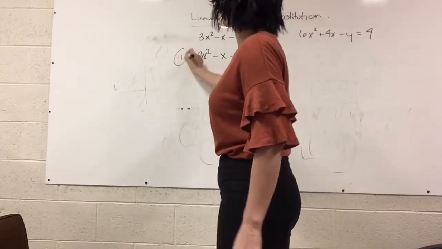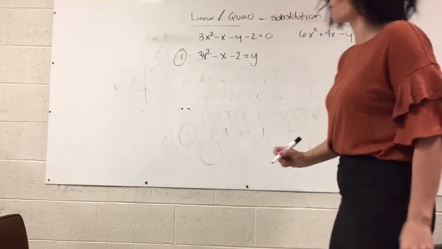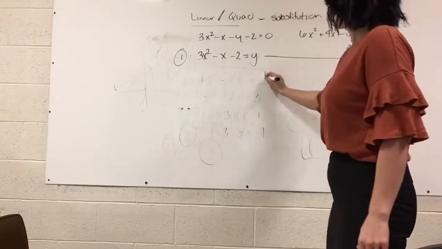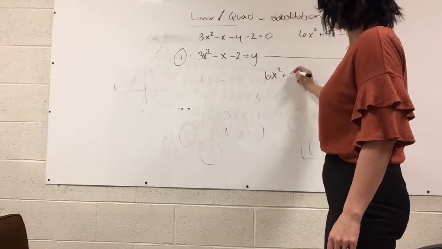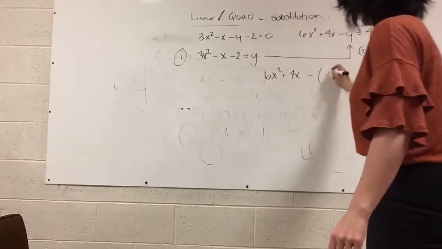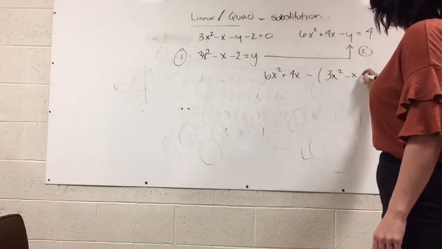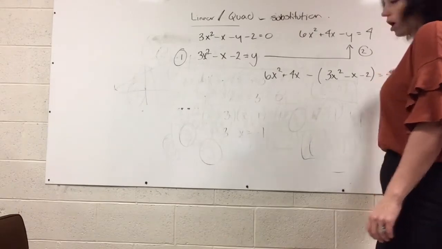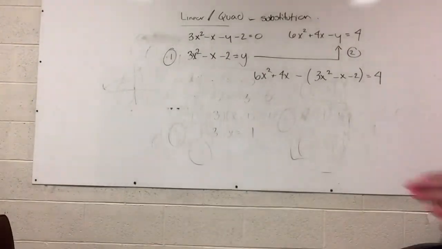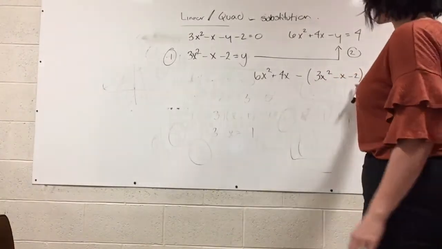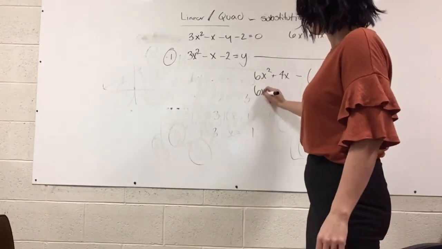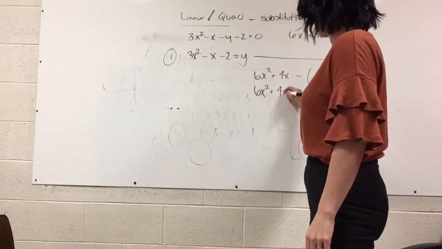So my first step is to rearrange one of the two equations for y. My next step is to plug that in there. So this is the second step. So 6x squared plus 4x minus, notice I'm putting a bracket there, this whole thing. The reason I'm putting the bracket, and it's a very common mistake, is that if you're subtracting y and this equals y, you need to distribute that negative. So what we're going to do now is distribute that negative and collect like terms.